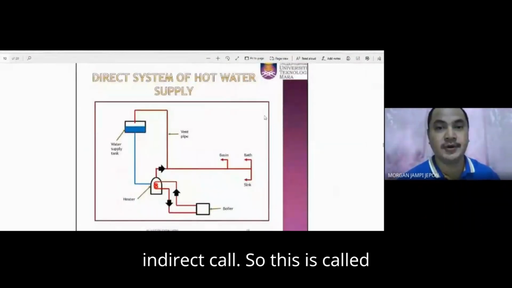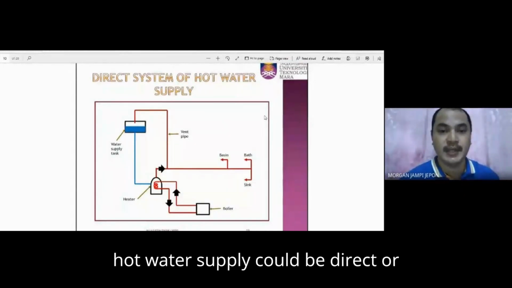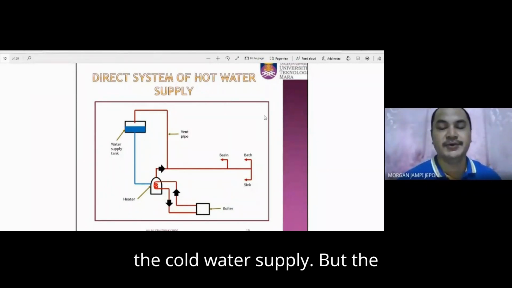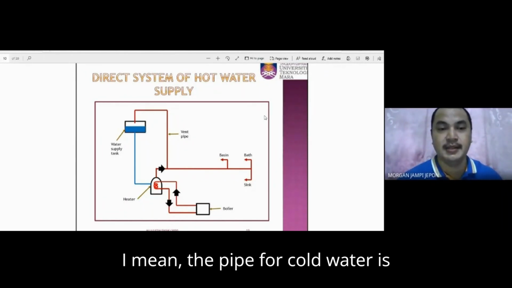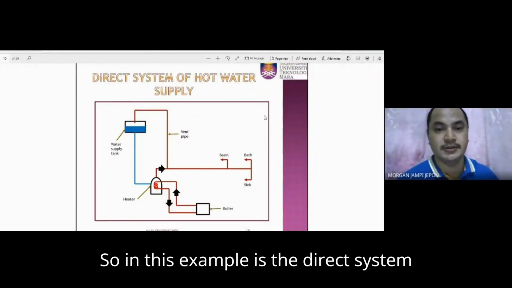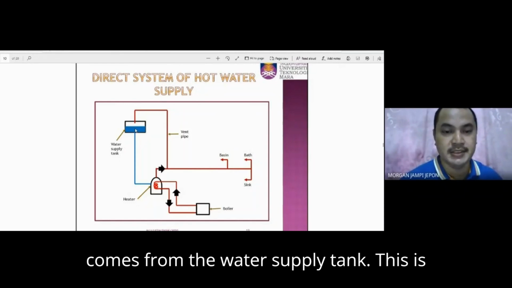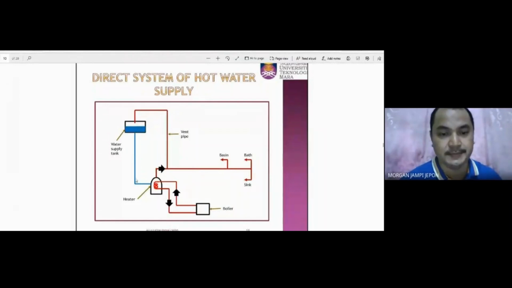So this is called direct system of hot water supply. Hot water supply could be direct or indirect too, similar to the cold water supply, but the piping is definitely different. The pipe for cold water is different from the hot water supply. In this example, it is the direct system of hot water supply. Water comes from the water supply tank. This is cold water supply, and it goes to the heater.